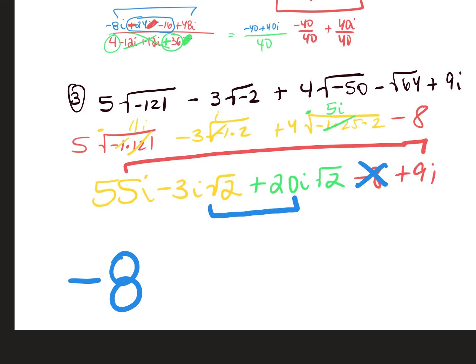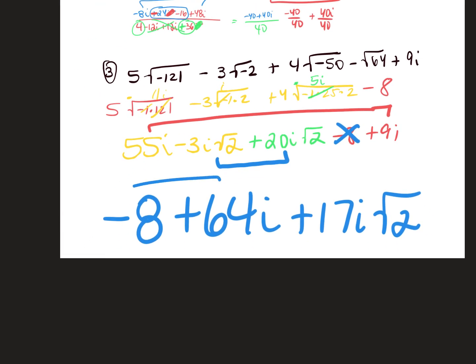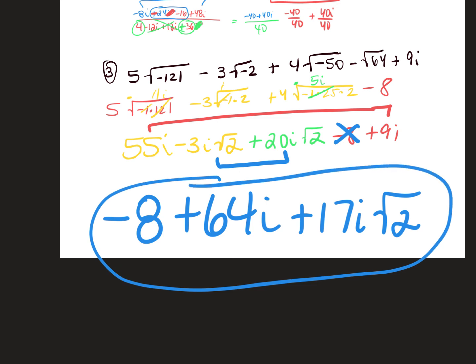What is 55i plus 9i? Plus 64i. And then what's negative 3i plus 20i? Plus 17i root 2. And there is your answer. But that problem can look very intimidating at first. Just take each term and simplify it. Just simplify, simplify, simplify, and it'll come together as you go through. If you try and do everything in one step with no work, it's going to be crazy. All right, so we're good? Okay.